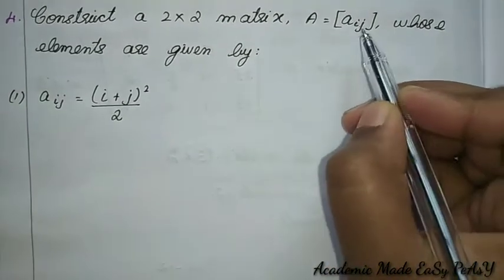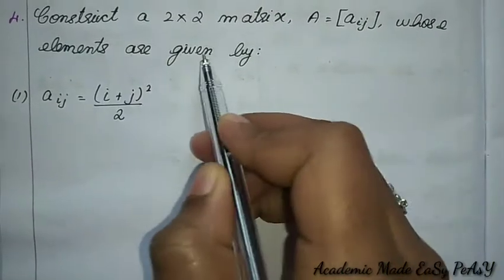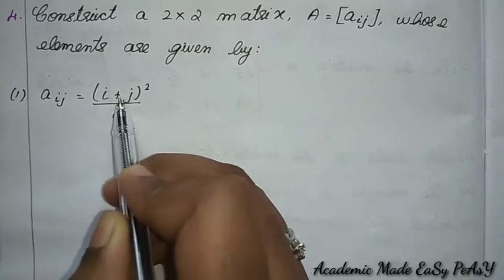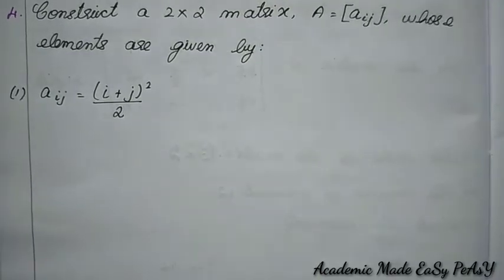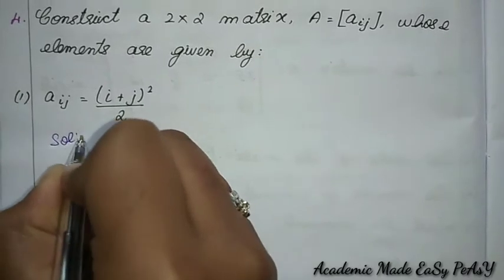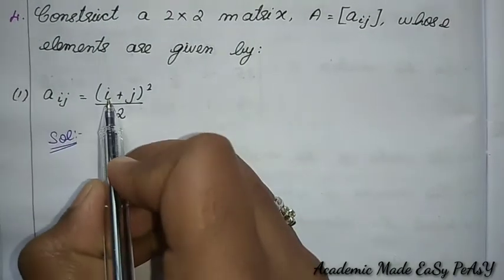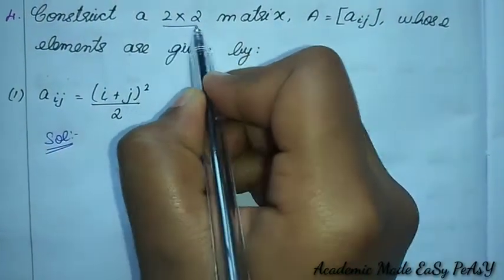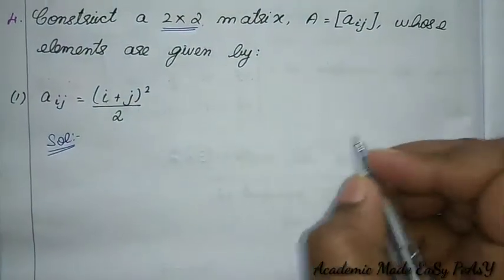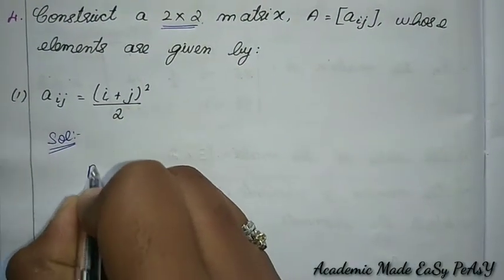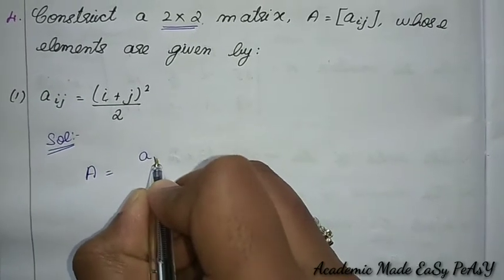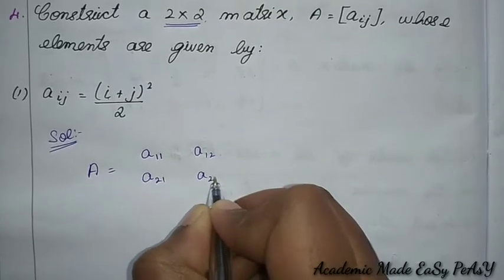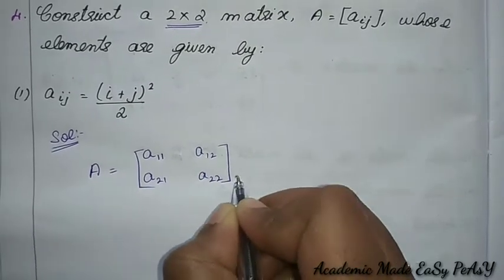A is equal to Aij, whose elements are given by, first subdivision, Aij is equal to (i plus j) the whole square divided by 2. So now how to do such a matrix is that we will be substituting the values for i and j. Okay, so the order of the matrix 2 by 2 is given. So first we will be taking, let A is equal to A11, A12, A21 and A22. This is of the order 2 by 2, isn't it?